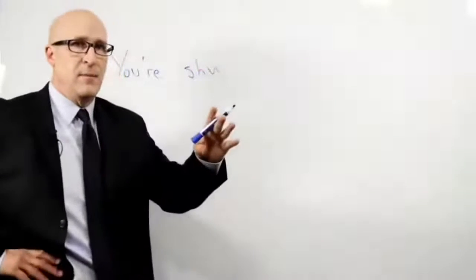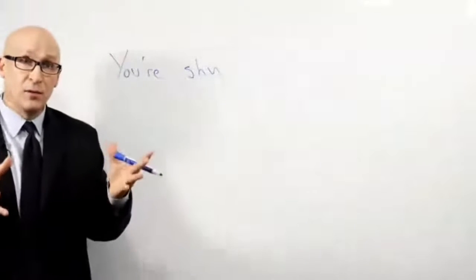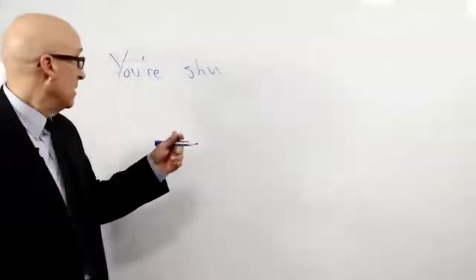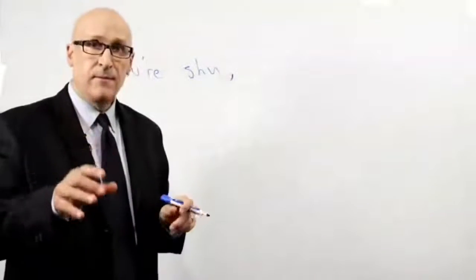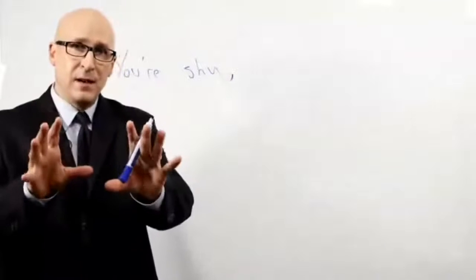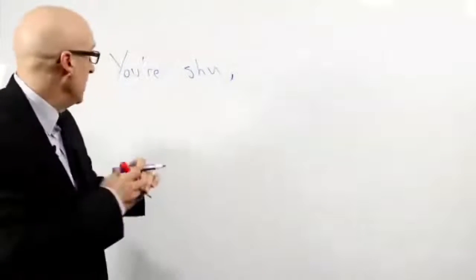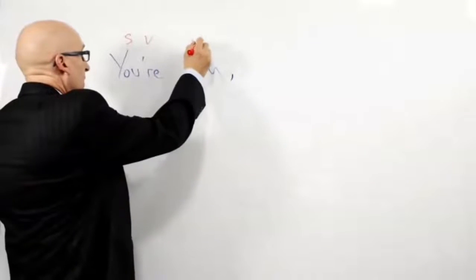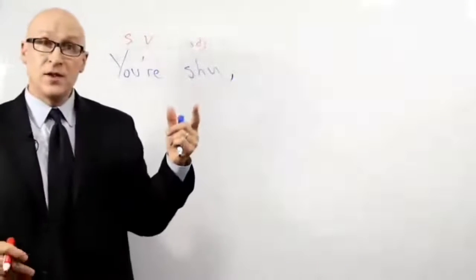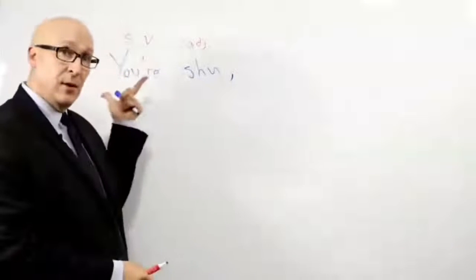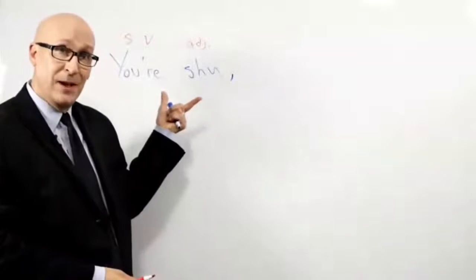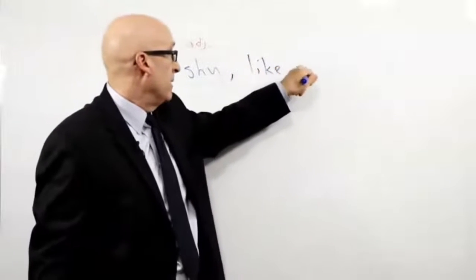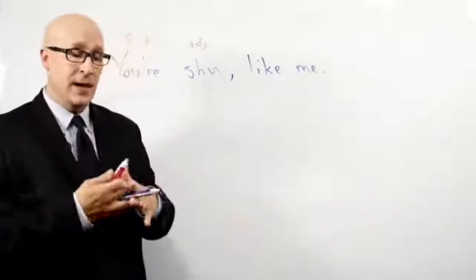Now I'm going to show you some examples where like fits the rule. Maybe some more variety of structures that we can use. You're shy. And because of that description, right? Subject, verb, adjective. What I'm going to say is that someone else is similar to me and my being shy. So you can say you're shy like me. You're shy like me.